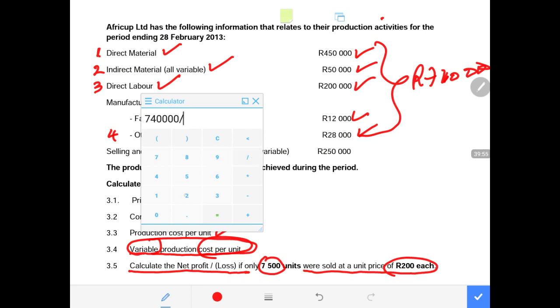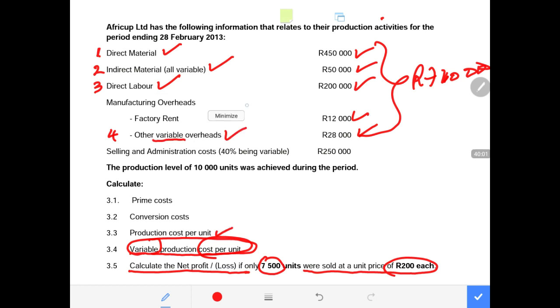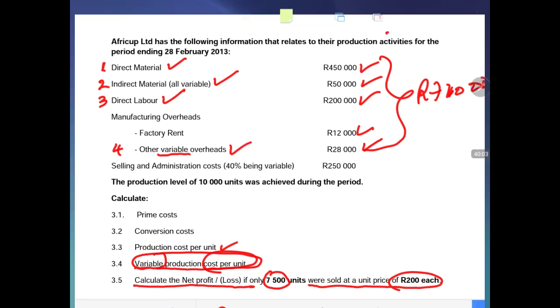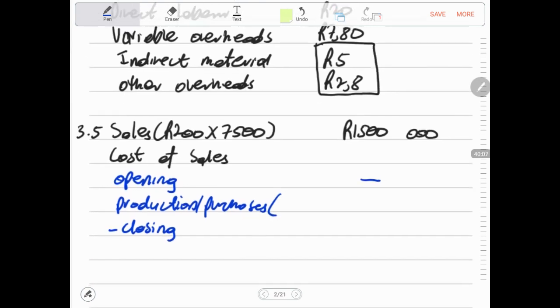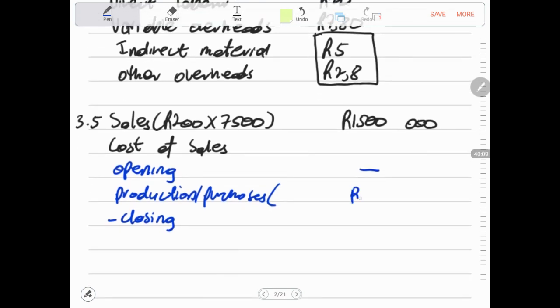And we said if we divide this by 10,000 units that were manufactured, we get the cost per unit as 74 rand, if you still remember that. So that is why now I have the right to say my production cost, which could have been classified as purchases, will be 740,000 rands here. Then after, we say closing inventory, how many units were left?